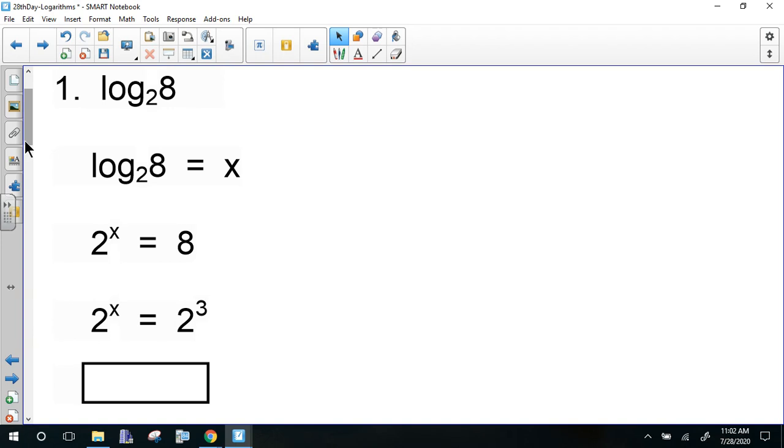In order to do that, I need to have them in the same base. Bases are usually the prime numbers. 2, 3, 5, 7. Those are usually the bases. So 8 in a base of 2 is 2 to the third power, because 2 times 2 times 2 is 8. Once you have them in the same base, the bases cancel each other out and you have your answer left.